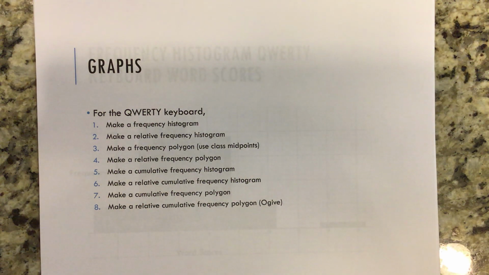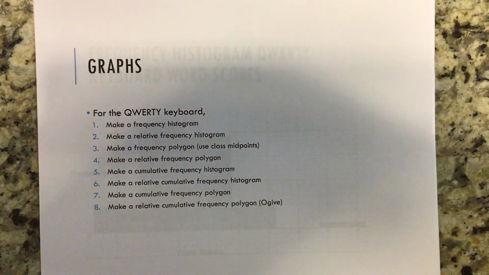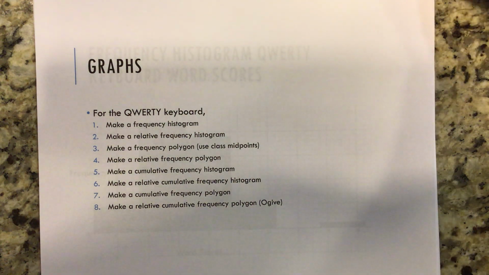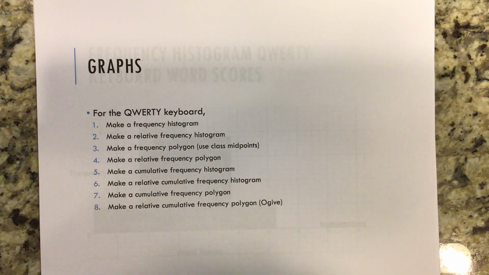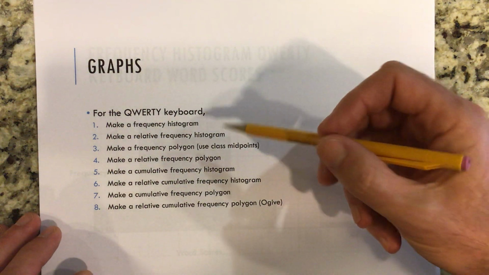All right, so all that out of the way, let's start making some graphs. And again, we're only going to graph the QWERTY keyboard. You could, if you wanted to, go ahead and score the words on the Dvorak and make your same graphs again for more practice. Knock yourself out. But I'm only going to do QWERTY.